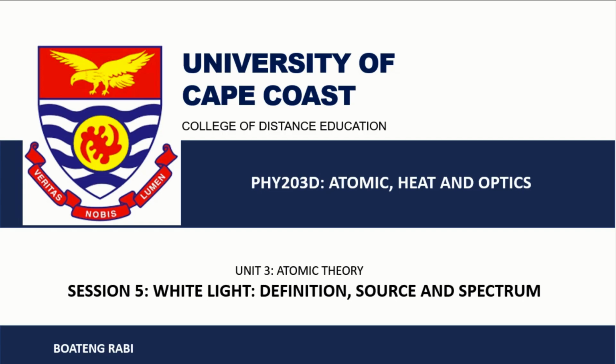Hello there. Welcome to section 5 of unit 3. In this section, we'll be looking at white light, its definition, sources, and the spectrum. Let's look at the objectives of this.